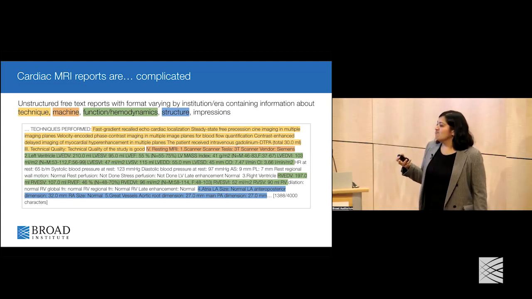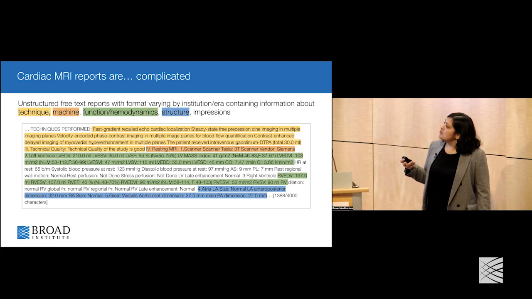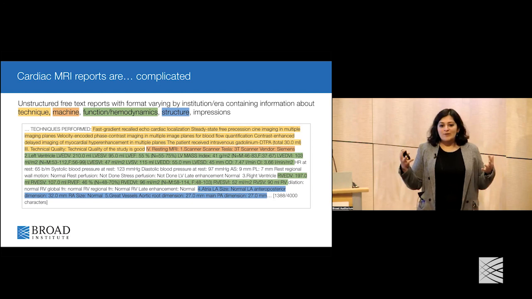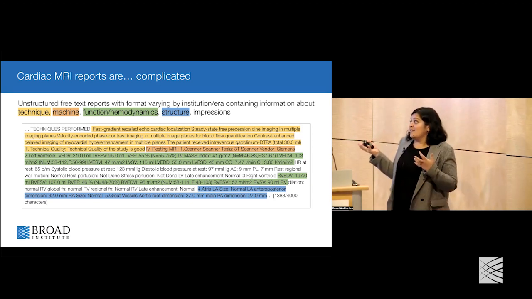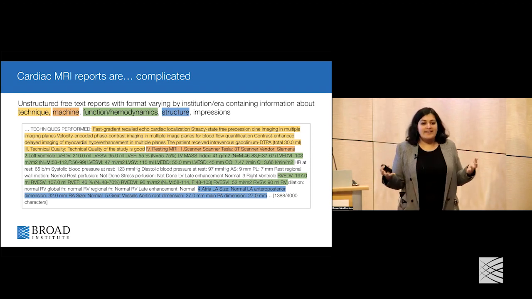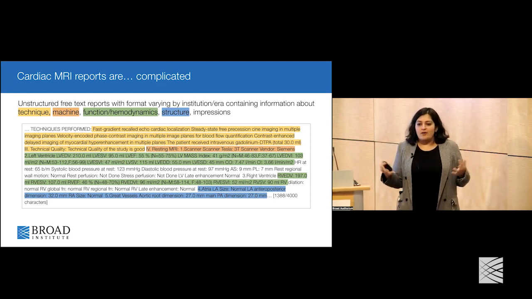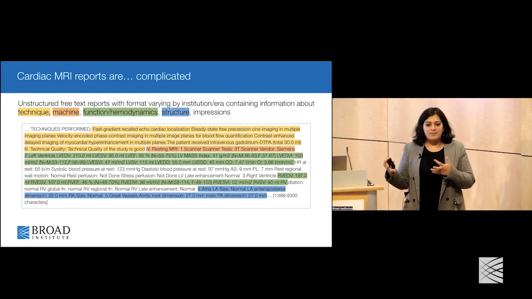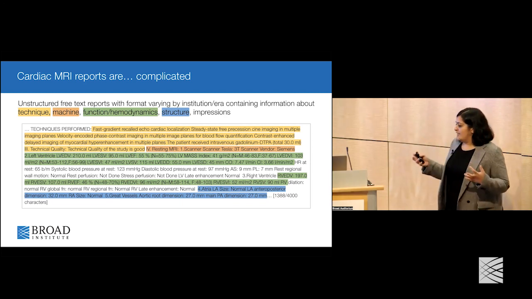Here you're seeing technique in yellow, machine in orange, function and hemodynamics in green, and structure in blue. And what we're interested in really are all of these numbers that are highlighted in green and blue. So going back to the deep phenotyping hypothesis, if you want to build new phenotypes, you need endpoints for those phenotypes. These measurements are contained in the reports, but there's just not a table where you can easily access them to compare, or to build a model from MRI images to numbers, for example. So they're in the reports and we can get them, but that's really the task.